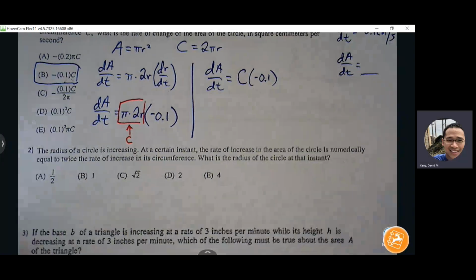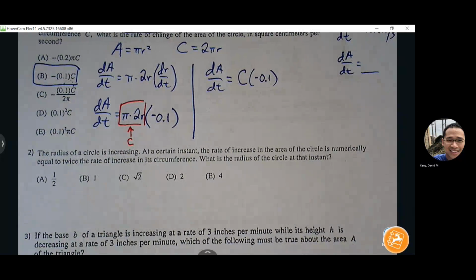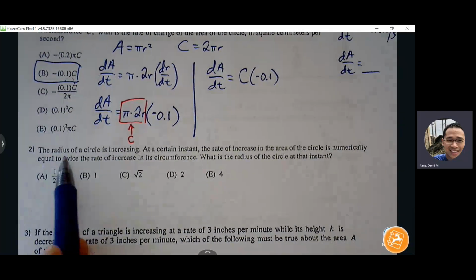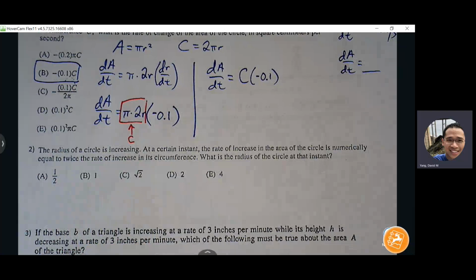Okay, number 2, the radius of a circle is increasing. So we know that's talking about dr dt. It's going to be positive. At a certain instant, the rate of increase of the area of the circle is numerically equal to twice the rate of increase in the circumference. What is the radius of the circle at that instant?